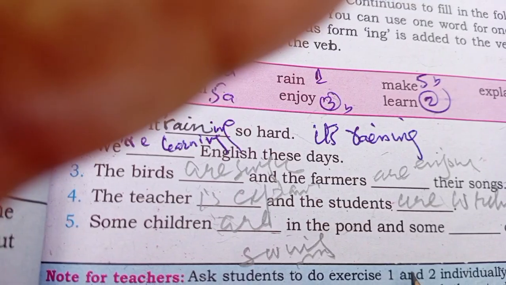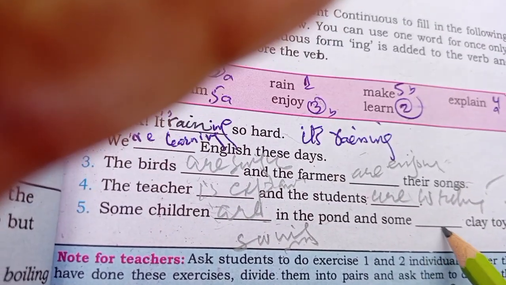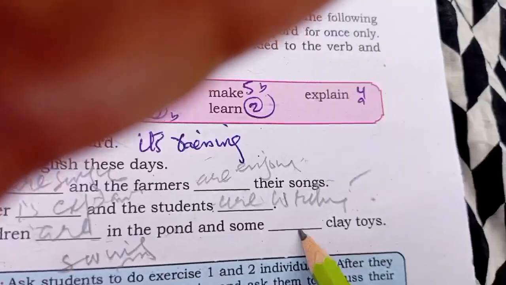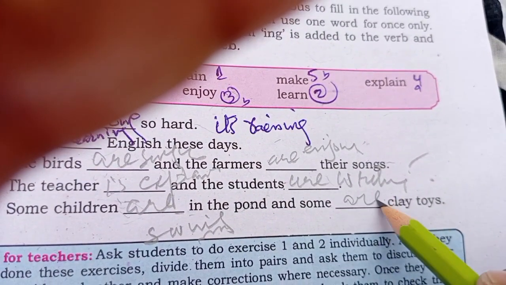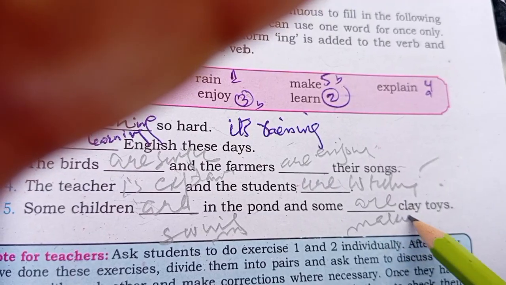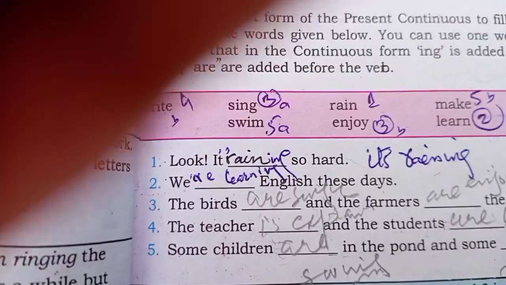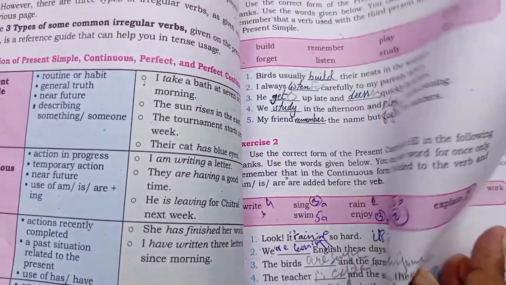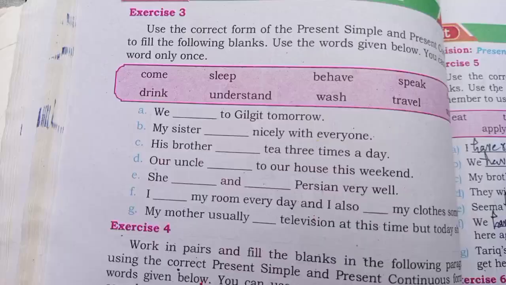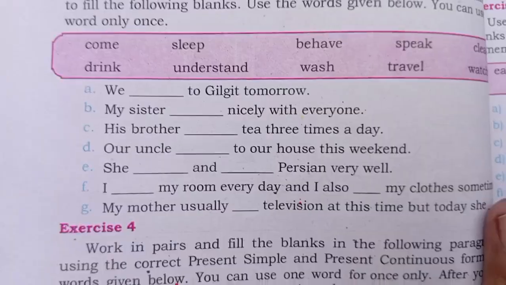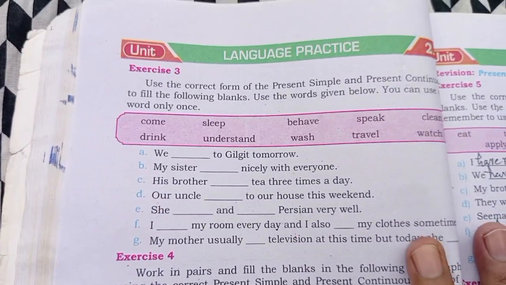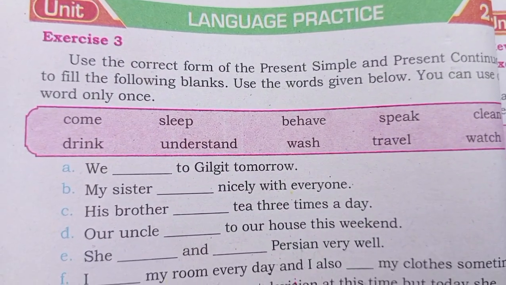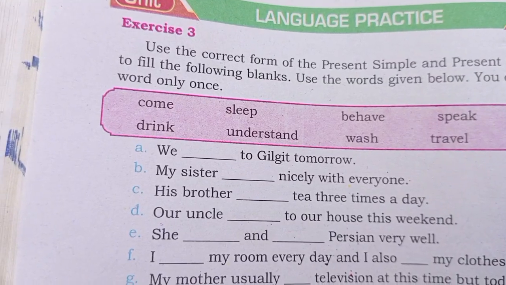Some are swimming in the pool, and some are making clay toys. In this way, you will feel these verbs. So exercise 1 and 2 completed. Now come to the next exercise, that is exercise 3, and in these verbs you will fill the present simple and present continuous tense together.